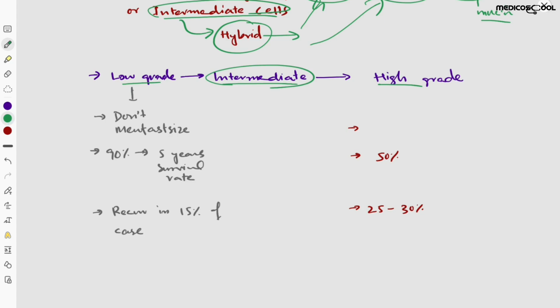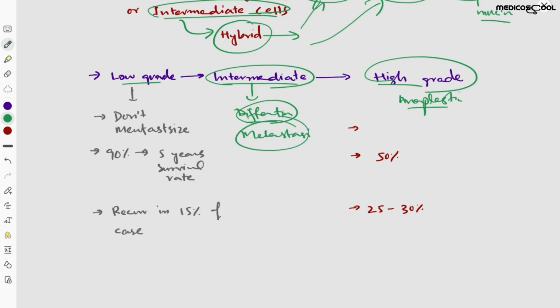This mucoepidermoid carcinoma may range from low grade to high grade, and in between there is also intermediate grade. This grading is based on the differentiation of the cells. The low grade tumor has well differentiated cells, and the high grade tumor has highly anaplastic or poorly differentiated cells. It also depends upon metastasis. For example, low grade tumors have low chances of metastasizing to other organs, and high grade tumors have high chances of metastasizing.